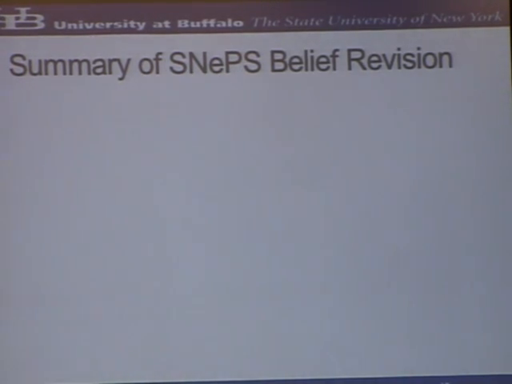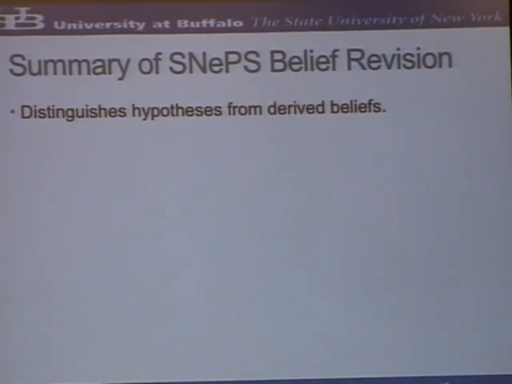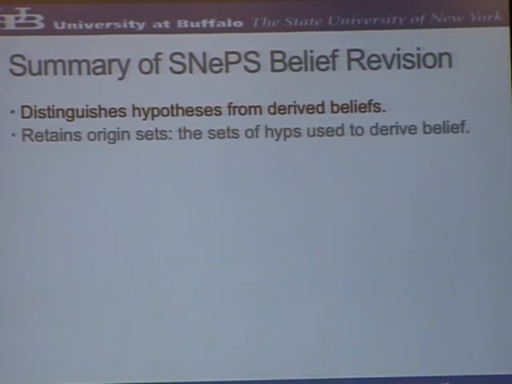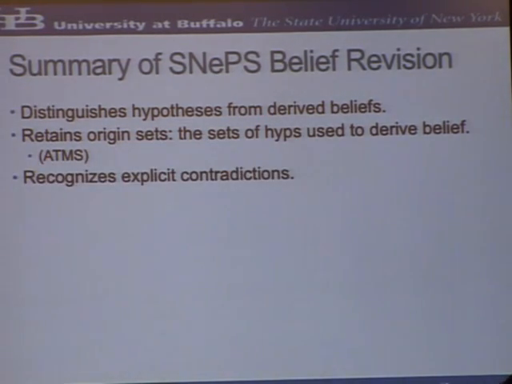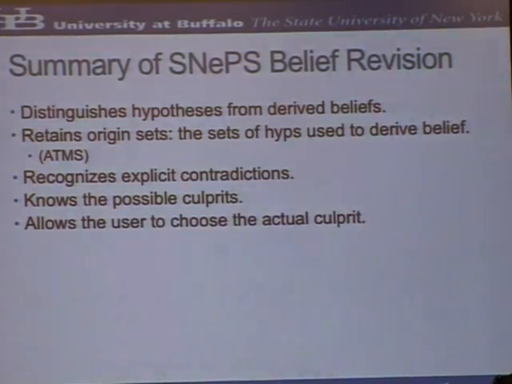So, summary. We distinguish hypotheses from derived beliefs. The system retains the origin sets, the set of hypotheses actually used to derive the belief, which is a style of ATMS, assumption-based truth maintenance system. The system recognizes explicit contradictions easily. It knows the possible culprits because they've been computed as the origin sets when the rules fire, when the system is reasoning. It allows the user to choose the actual culprit. Right? Maybe we were wrong. You can be on more than one floor at the same time. Right? Maybe that was the problem.